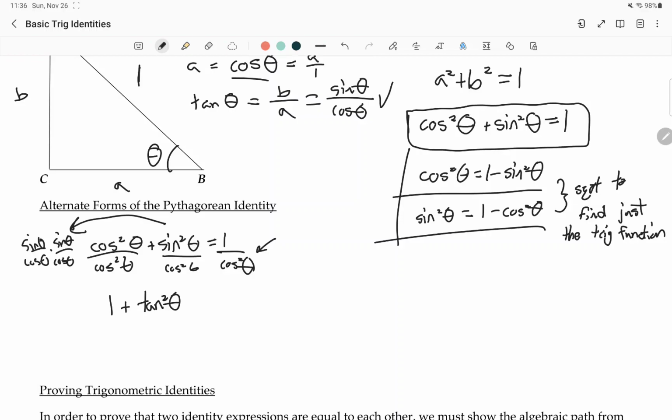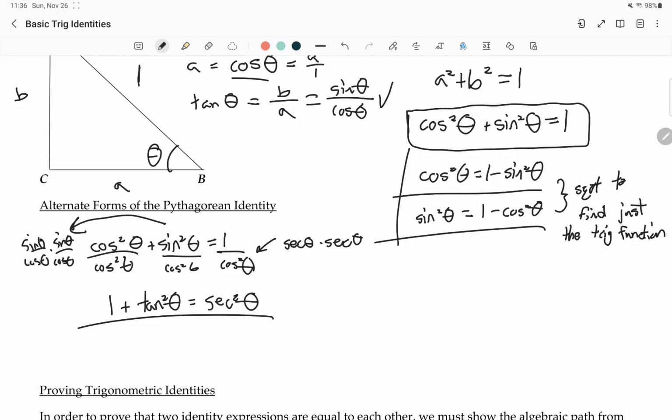And remember, we defined that cosine, the reciprocal of it, is equal to secant. So this is really just secant theta times secant theta, because you have it twice, which is equal to secant squared theta. So that's another important one.